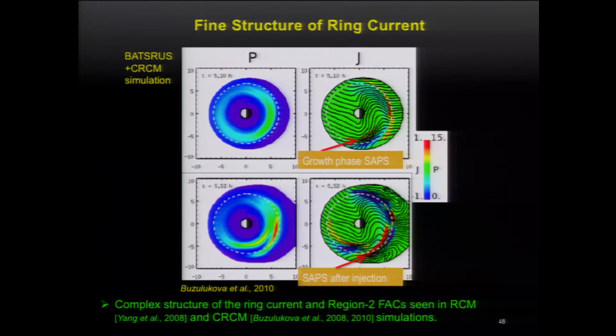This is a pressure distribution shortly after a particle injection. And you can see another layer of partial ring current located outside of the previous partial ring current here. So this can also generate a SAPS. So you can see multiple SAPS channels, depending on the pre-existing pressure distribution in the inner magnetosphere, and depending on the particle injections and how deep they can penetrate into the inner magnetosphere.